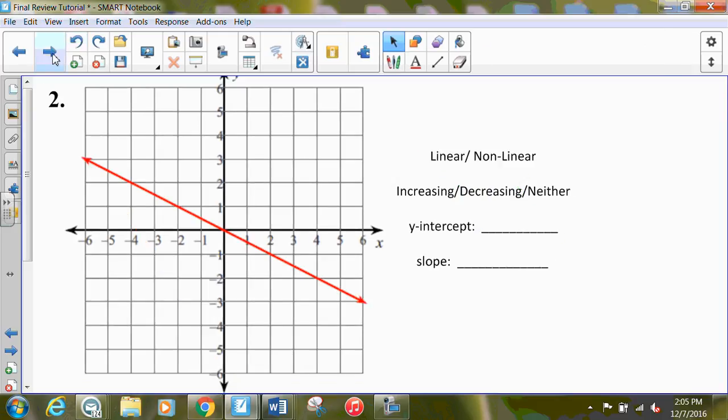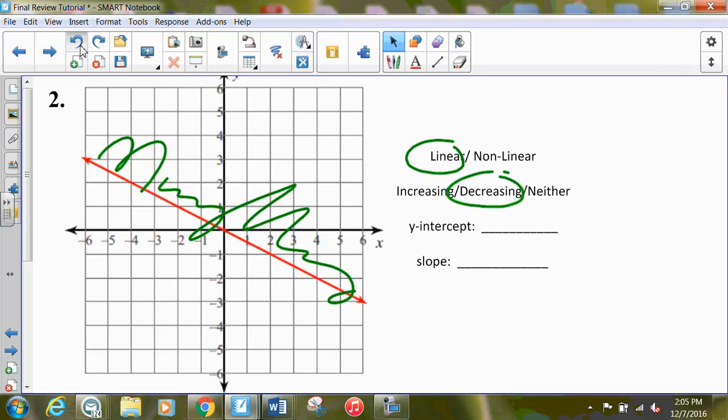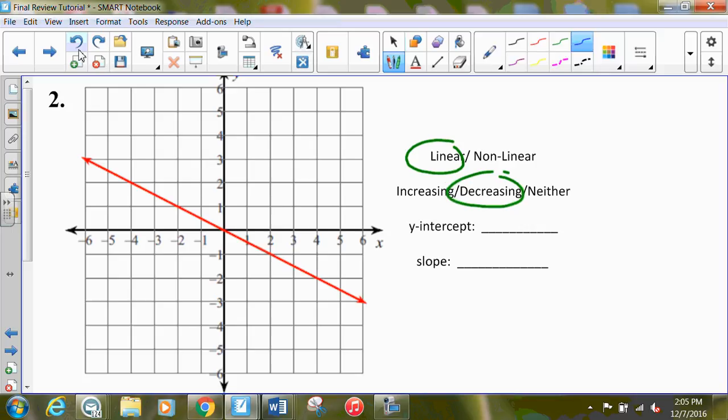Here, once again, we have a line, so it's linear. It is also decreasing. If I were to write my name on this line, it's going downhill. That means it is decreasing. And then for the y-intercept, we're looking for where the line slashes through the y-axis, and it does it right here on the origin, which is 0, 0.